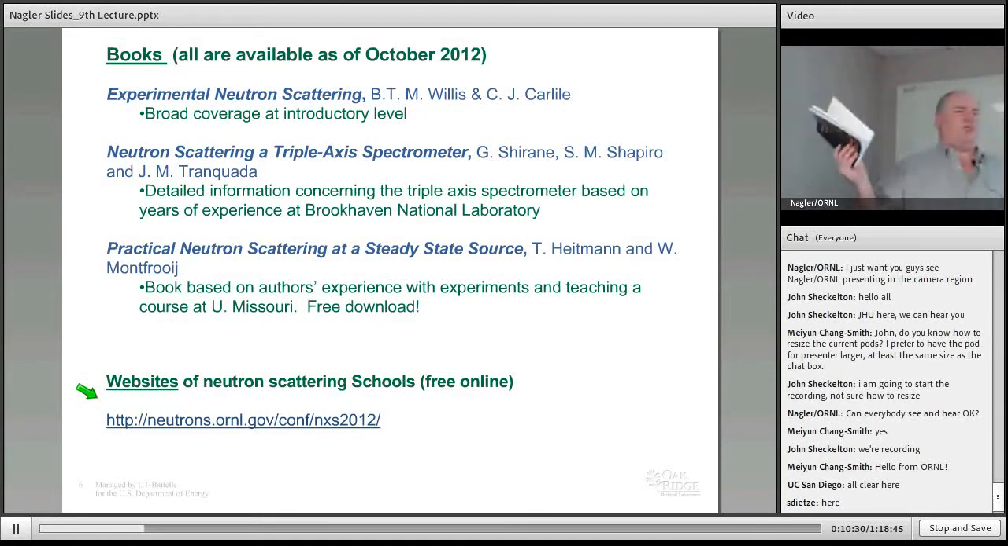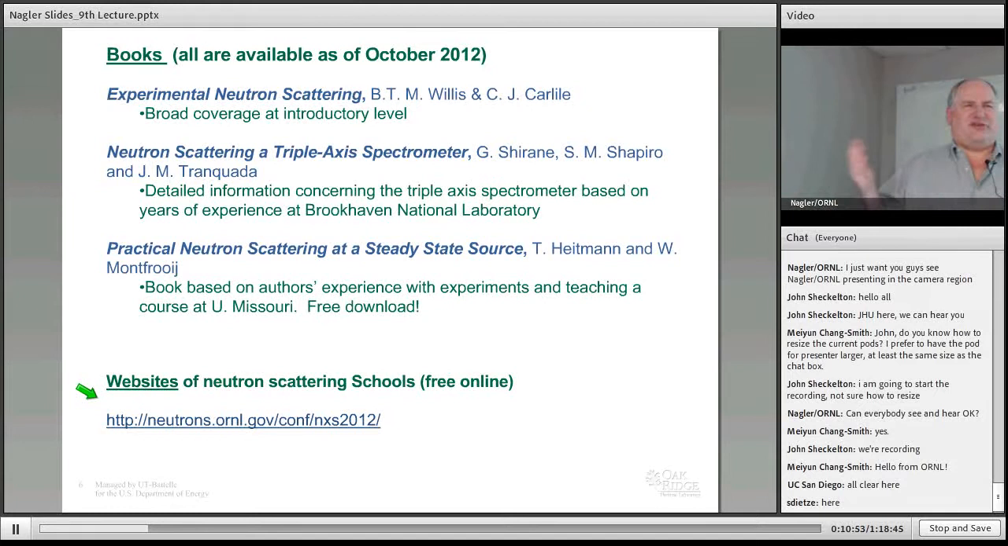Now, this book was produced basically as an outcome of a graduate course that was taught at Missouri and funded by an NSF grant for graduate education, research, and training called an IGERT. And Missouri has a research reactor. They have their own instruments. This is based on the authors' experience with those instruments and with other places.